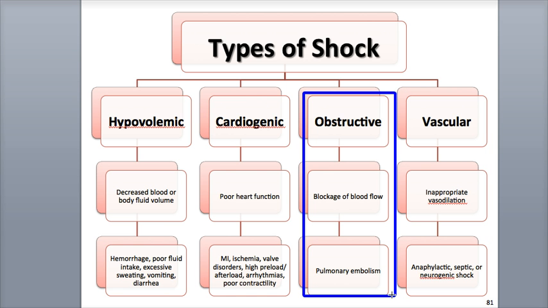Obstructive shock is the result of a blockage in circulation, such as a pulmonary embolism in the lungs' blood vessels.